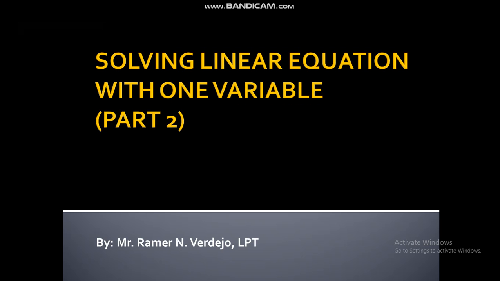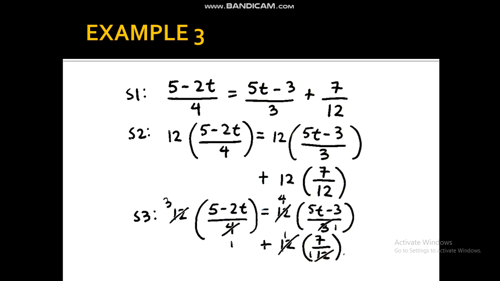This is part 2 of my vlog entitled Solving Linear Equation with One Variable. This is my third example. In step 1, I have here the given linear equation. Step 2, I multiply each term of the equation by the LCM 12. 12 is the LCM of the numbers 4, 3, and 12, the numbers in the denominators.